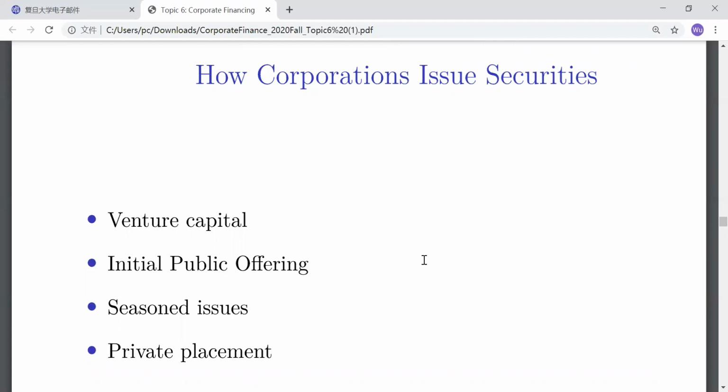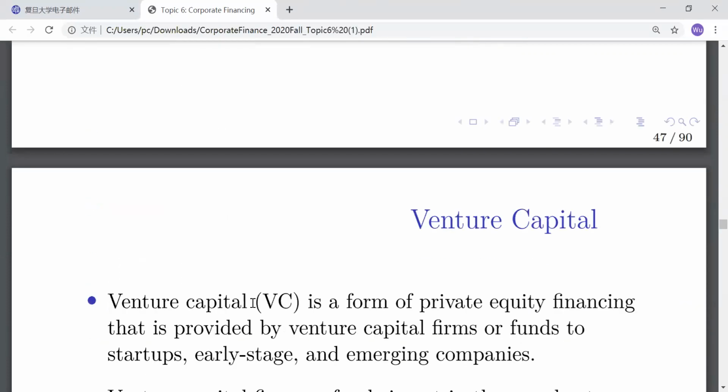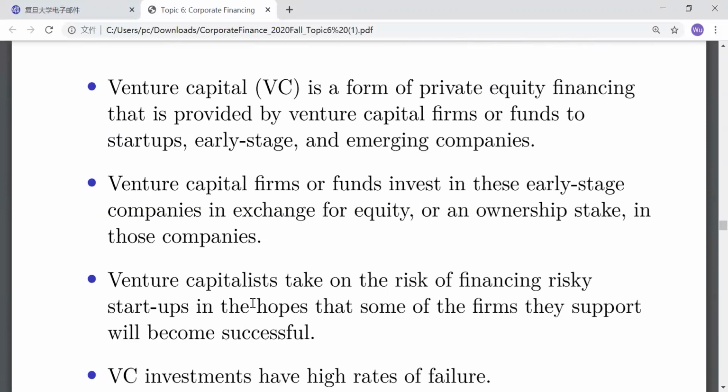Now we're going to talk about how corporations issue securities, right? There are typically four ways: venture capital, initial public offering, seasoned issue, and private placement. Initial public offerings and seasoned issues are for public firms. Private placements are actually for private firms. So we start from venture capital.